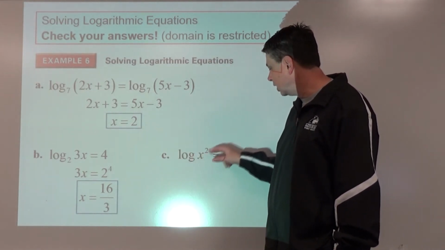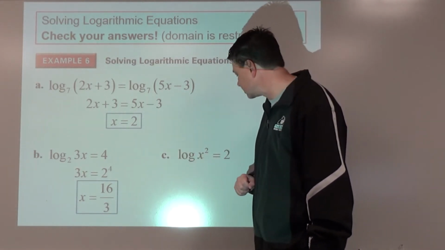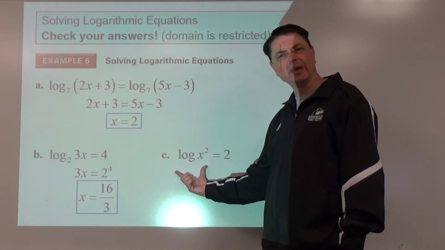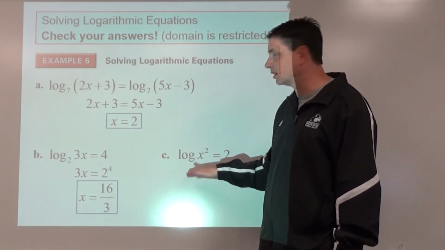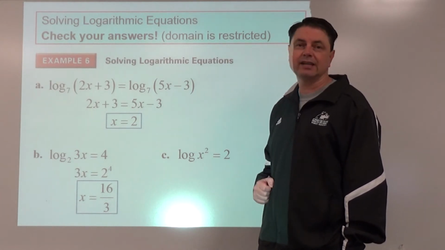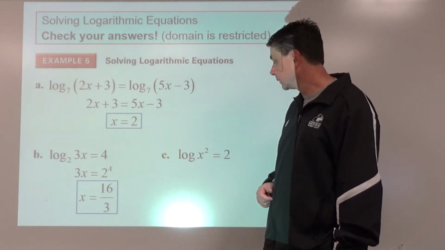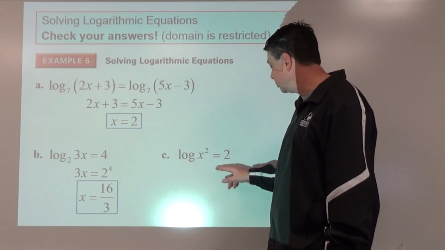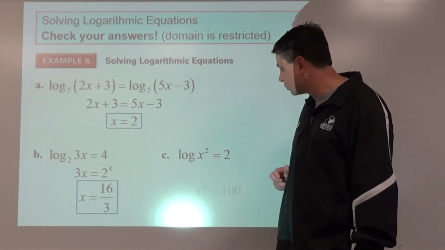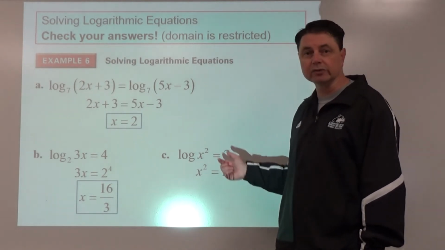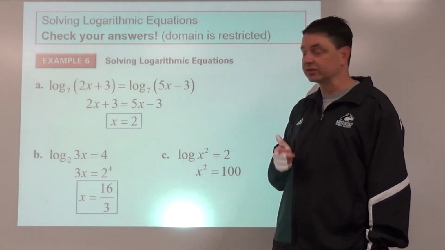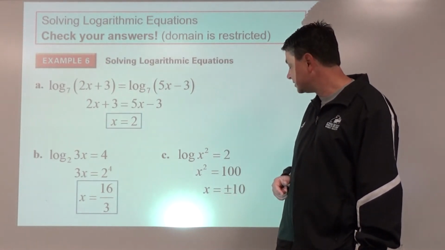Right, part C, log of x squared is equal to 2. Well, what's the base? If we're going to rewrite this into the other form, we need to know the base. What's the base here? It's base 10. It's the common log. So it's base 10, so we're going to rewrite it, move it over, 10 to the 2nd power. x squared equals 10 squared, which is 100. So square root both sides. Plus or minus, x equals plus or minus 10.